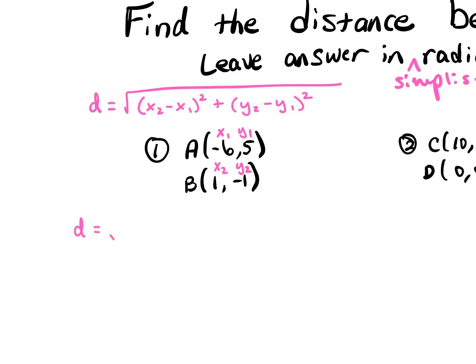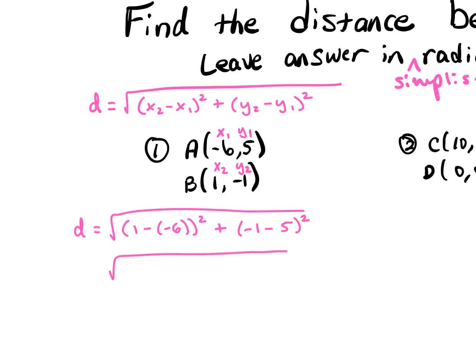So our distance from A to B would be the square root of x2 minus x1 would be 1 minus negative 6 squared, plus y2 minus y1 would be negative 1 minus 5 squared. What is 1 minus negative 6? Perfect. This would turn to a plus. This would be 7 squared. Plus, what's negative 1 minus 5? Negative 6 squared.